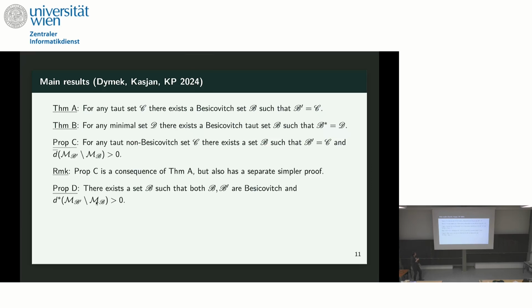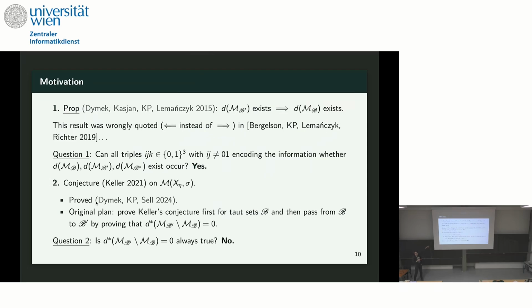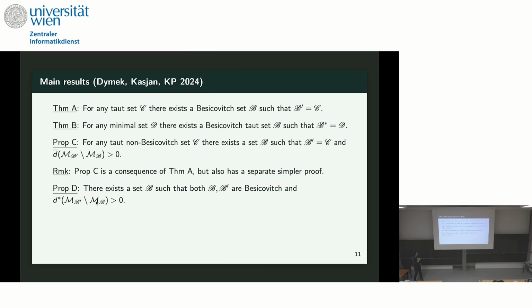So for any taut non-Besicovitch set C, there exists B such that B prime is equal to C, and such that the upper density of this difference is positive. Actually, that's a disaster from the perspective of point 2 on this slide, right? It's not only upper Banach density, it could be even upper density. So this proposition C is in fact a consequence of theorem A, but also has a simpler proof. That's why I stated it here separately.